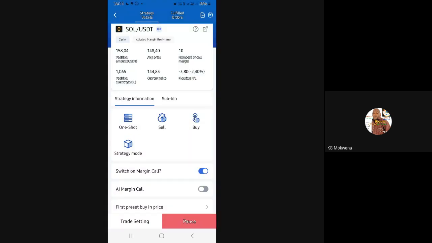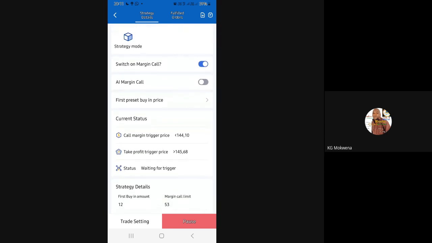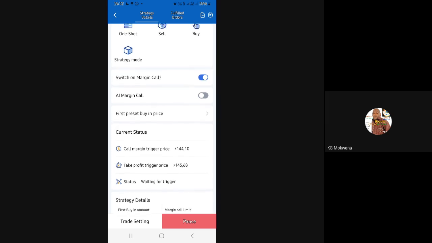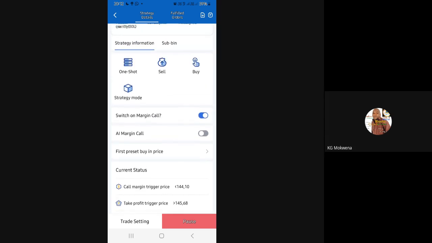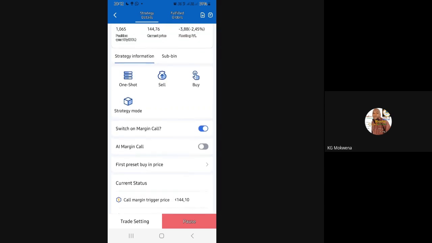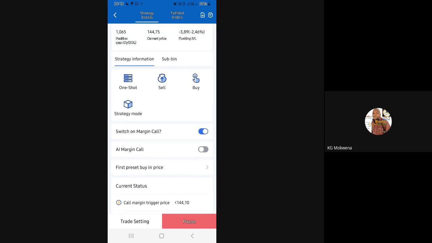So you will see anytime from now, position number 11 will come in. You can also go down a bit and check below the current status. Margin call drop, it has not actually updated. I don't think that is. Oh yes, it has updated. Margin call drop you can see is 144, which is so close to where the market is. But also you can check call margin trigger price, so to speak.